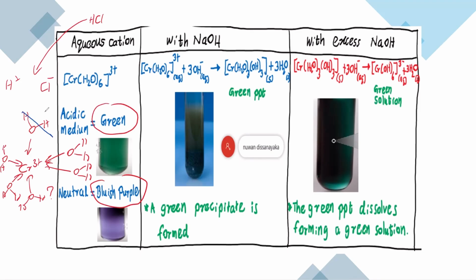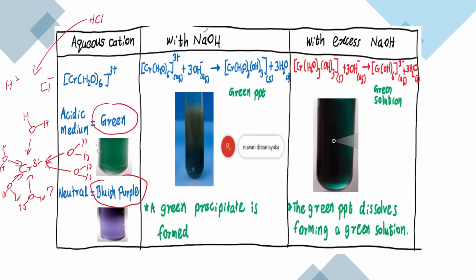So instead of one water molecule, there might be a Cl- ion acting as a ligand. When the ligands in the coordinate complex change, the color changes. That's why it's bluish purple in neutral medium. But most of the time, in our laboratory condition, we will find chromium 3+ ion green. That's why we can separate chromium 3+ ion from Fe2+ ion.